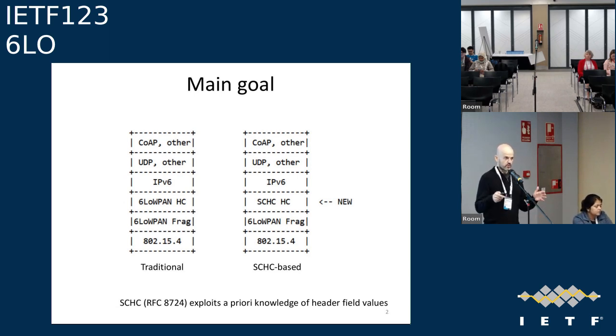What we want to do in this document as the main goal is to enable the protocol stack on the right, where instead of 6LoWPAN or 6Lo traditional header compression, we would like to support using SHC as the method for header compression. SHC is the main product of the LP1 working group, now SHC working group. And there's the expectation of a greater header compression performance because SHC exploits a priori knowledge of the header field values of the packets that will be transmitted.